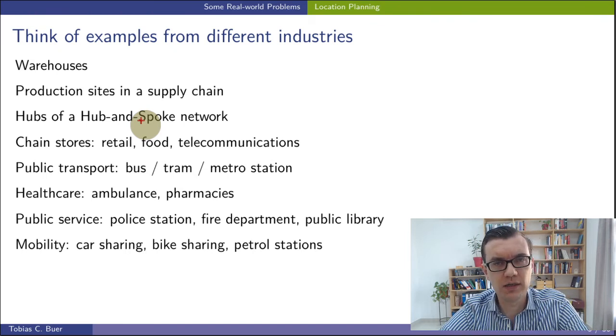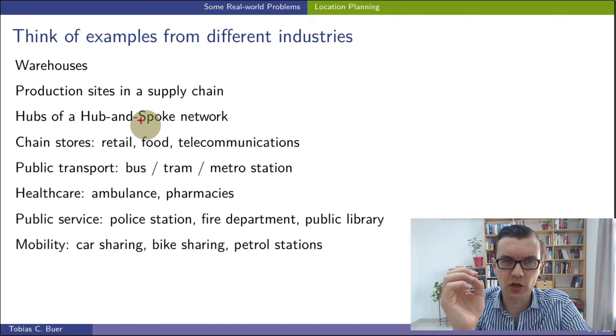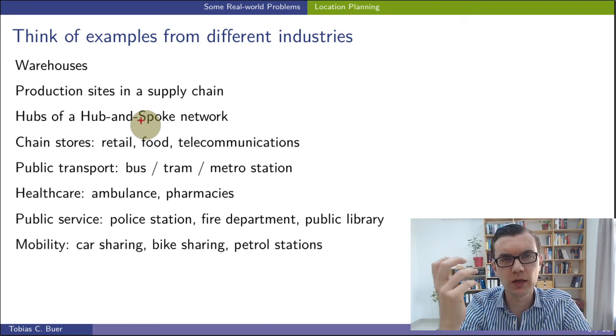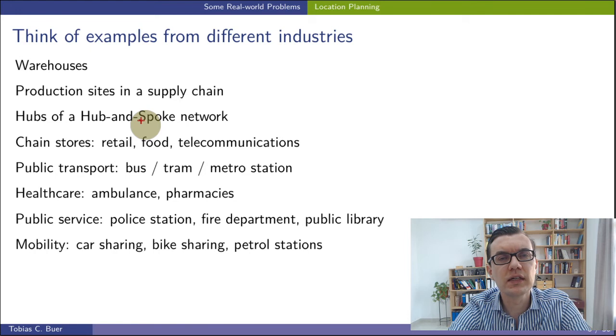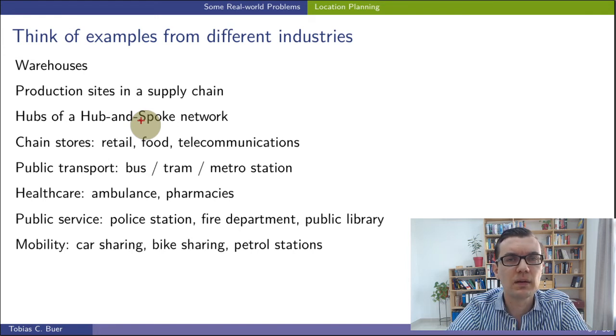Telecommunication operators, here I'm talking not about the telecommunication network, which also requires location decisions, but I have in mind the retail outlet stores where the final customer can go to and pay the invoices, sign up for new products, change existing contracts, all these things.